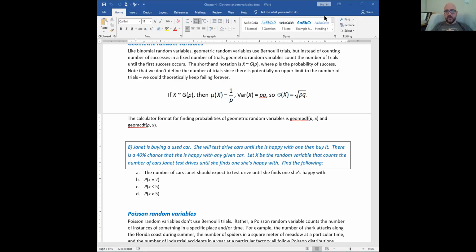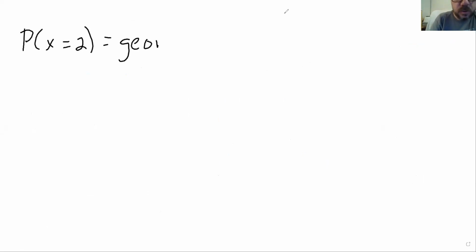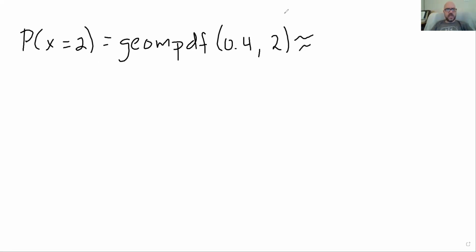Probability, first we get rid of this, clear everything. So the probability that x equals 2 is going to be geom PDF of p, which is 0.4. That's the probability of success, and then x is 2. Let's go see what the calculator says that is.